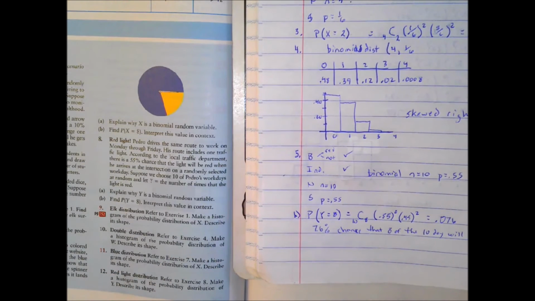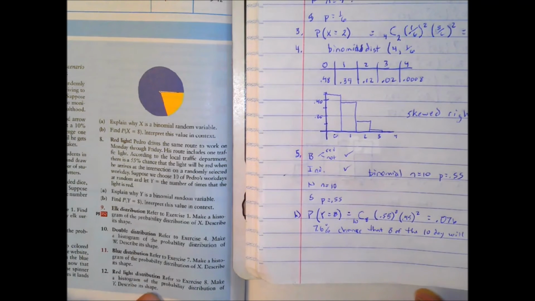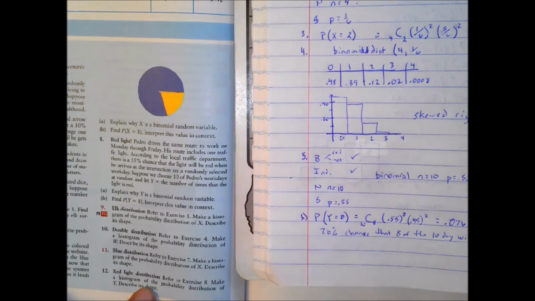Okay, and the 6th problem is this one. We want to make a histogram of this. So once again, go to Desmos, and binomial. You know what? I'll show this one on the computer. So I'm going to stop the recording here and show it on the computer.